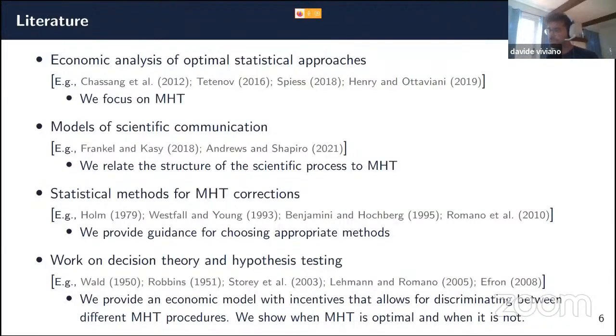We then more closely relate to the literature on statistical methods for multiple hypothesis testing correction. But the difference here is that we don't develop a particular method to control a given notion of compound error, but instead we provide guidance for choosing appropriate methods based on the economic environment. That is, we don't take the notion of compound error as axiomatic. Finally, we connect to the literature on decision theory in hypothesis testing. And the key idea in our framework is that we're going to use an economic model which motivates how, but also when, we need to adjust for multiple hypothesis testing. And again, none of these papers study the problem from the economic model perspective where you have incentives between different agents.